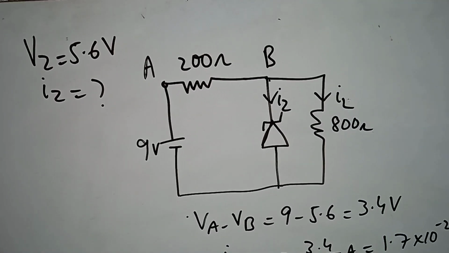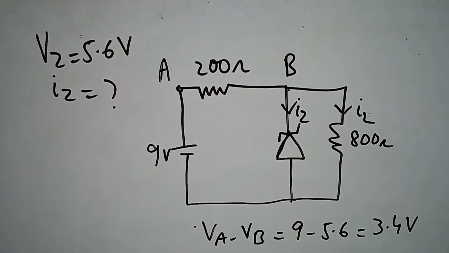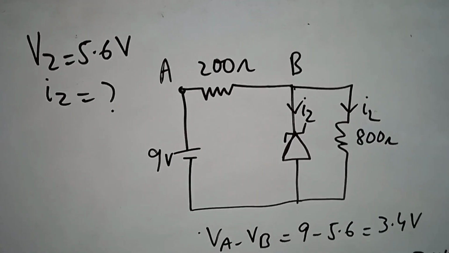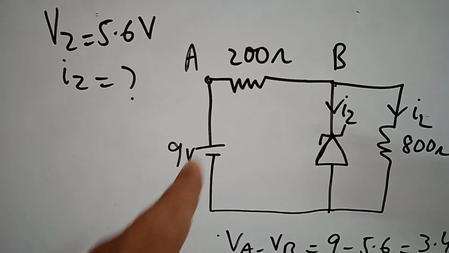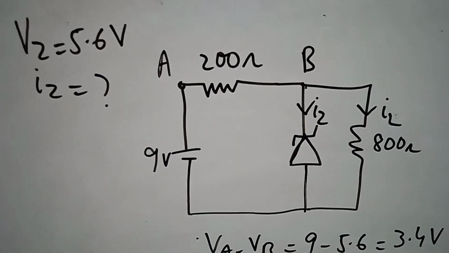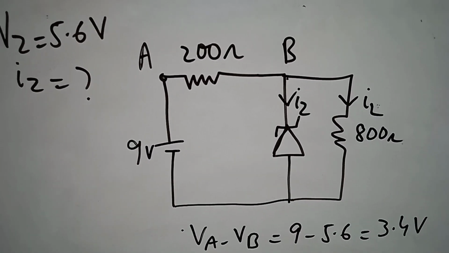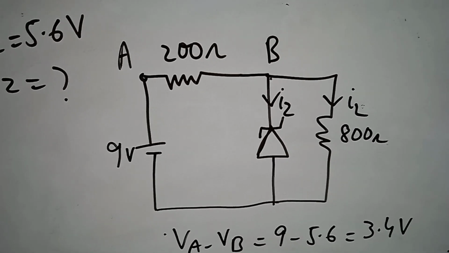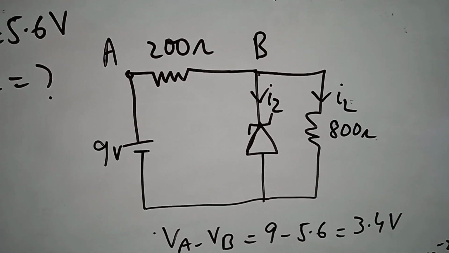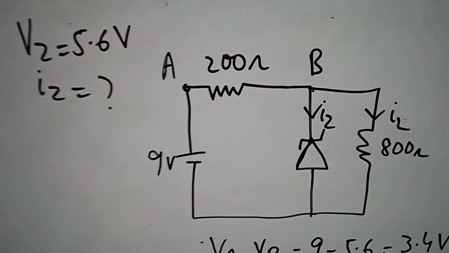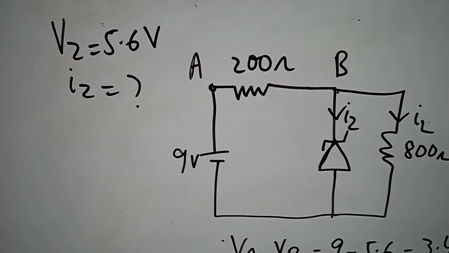So here is a Zener diode. You can see the circuit. 9 volt is the EMF of the circuit. 200 ohm is the resistance between A and B, and there is a Zener diode and a load resistance parallel to the Zener diode. Now they said Zener breakdown voltage is 5.6 volt.